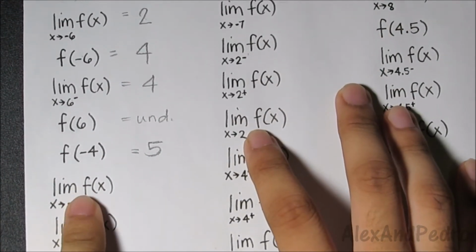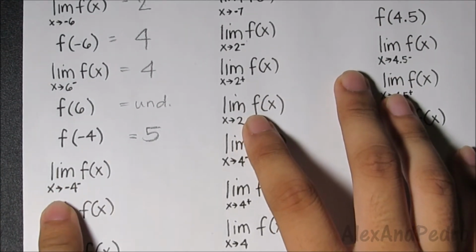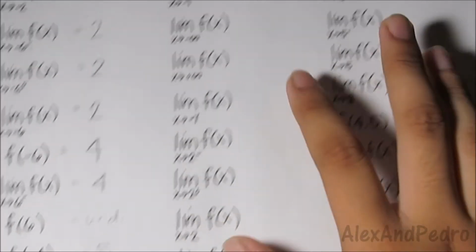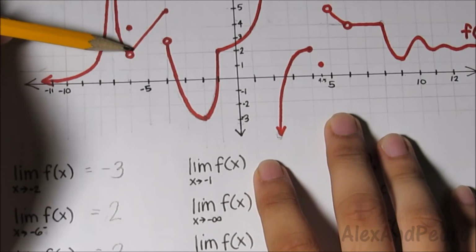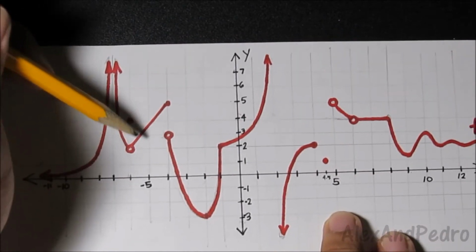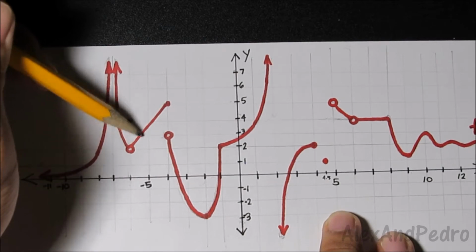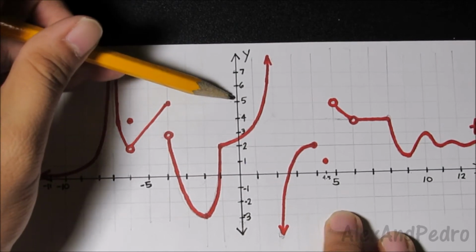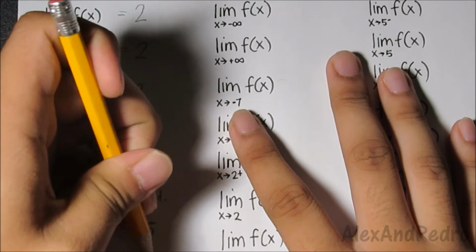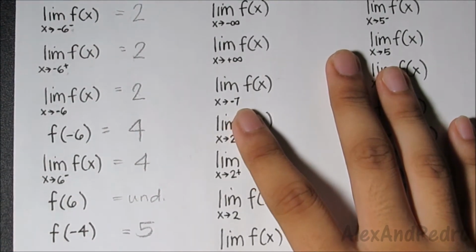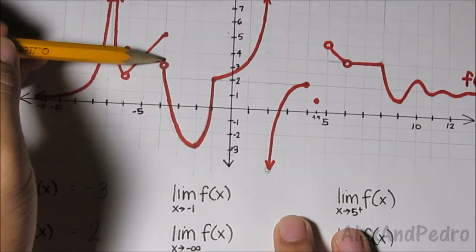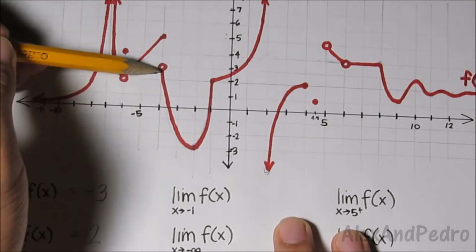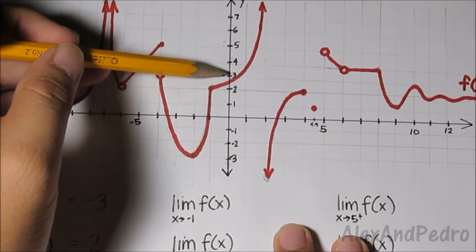How about this one? The limit of f of x as x approaches negative 4 from the left. So this is negative 4. Okay, from the left, this is the graph. From the left, it approaches 5. You see the hang of it? Okay, the limit of f of x as x approaches negative 4 from the right. So, because this is negative 4, from the right, it hits 3.